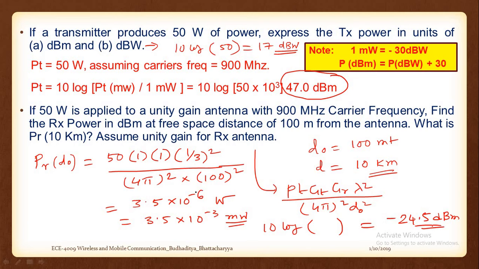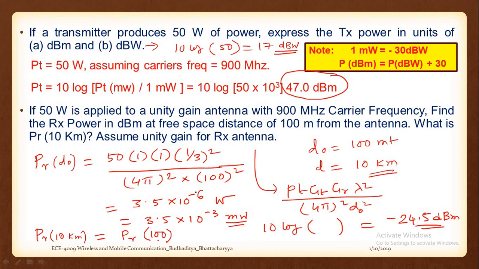Now the first part of the question is to find the received power in dBm at a free space distance of 100 meters from the antenna. Now the question is, what is the power at 10 kilometers? Which formula are you going to use? The generic formula I gave you, the 10 log of something plus 20 log of D0 by D. Use that formula and get the answer. You are supposed to get something like this: the power at 10 kilometers, in short PR.